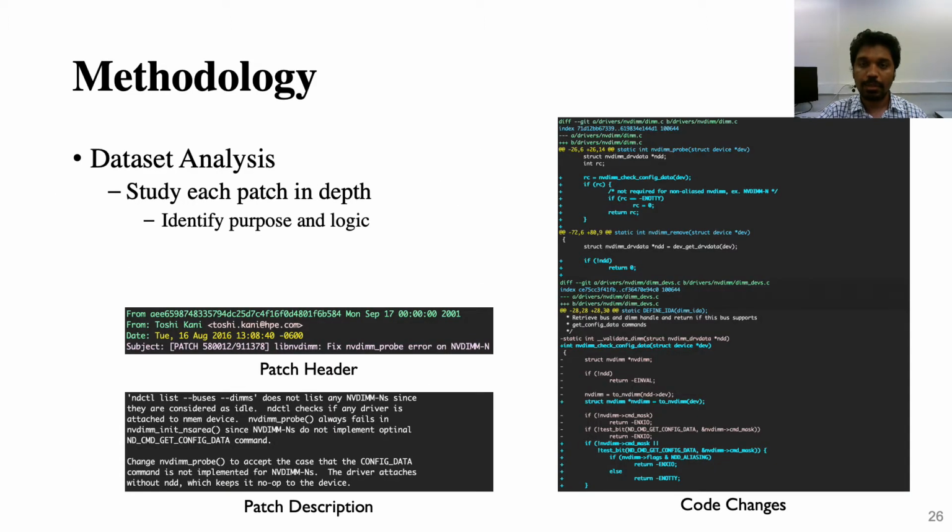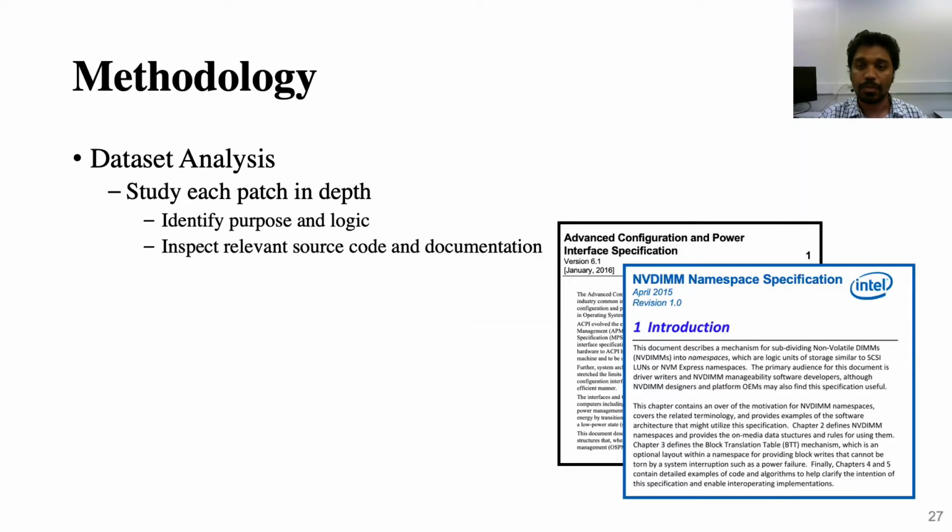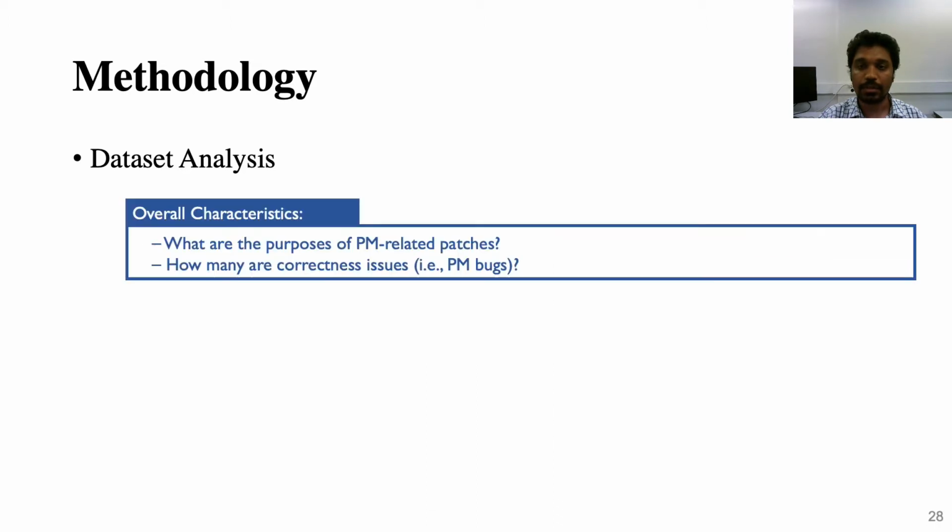For these 1,300+ PM patches, we study each of them in depth. A patch typically consists of a patch header, patch description, and code changes. We read through them carefully to understand the purpose and logic. Moreover, we refer to relevant source code and documentation to better understand the dataset.